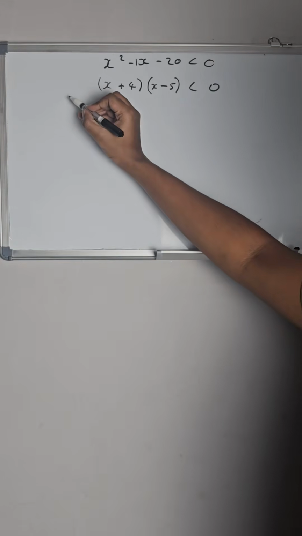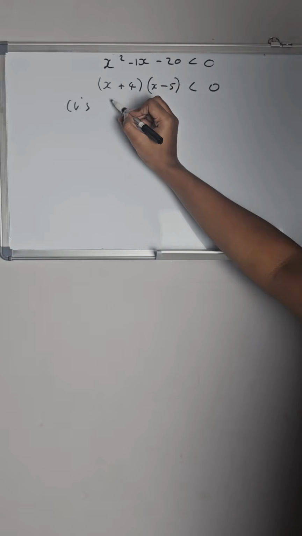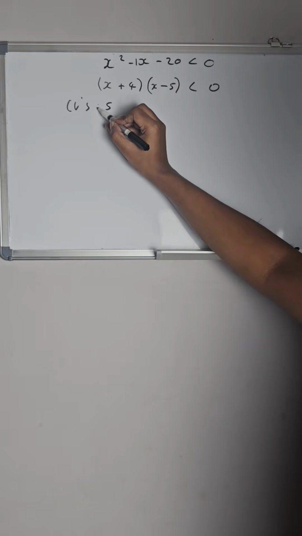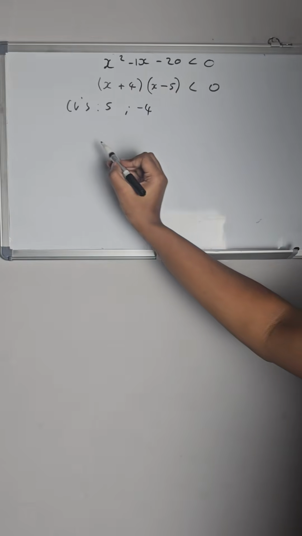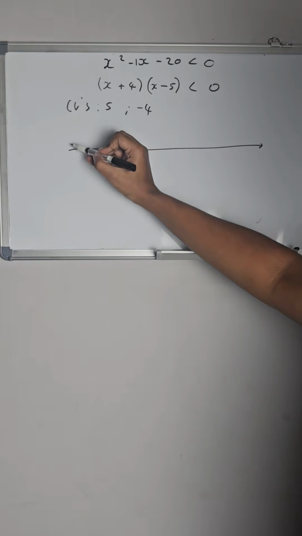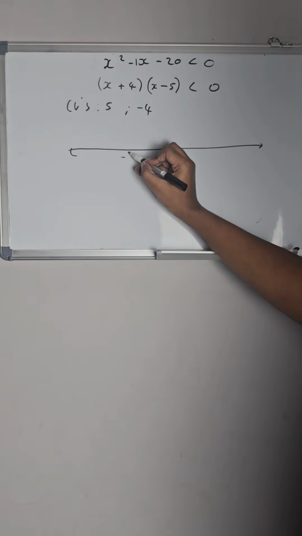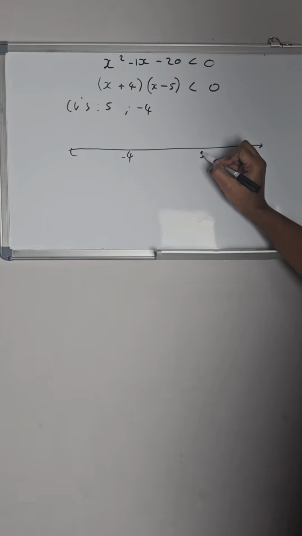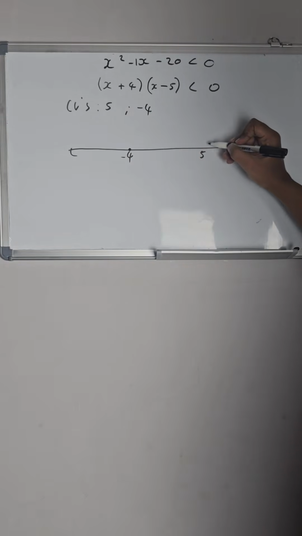Then we see we have our critical values, right? We have our critical values of 5 and negative 4. I should have written it the other way around. Then when we represent this on a number line, we look at which is the lower value, negative 4, and we have 5. So what this actually gives us is the roots of a parabola.